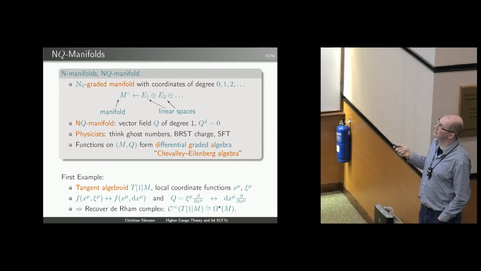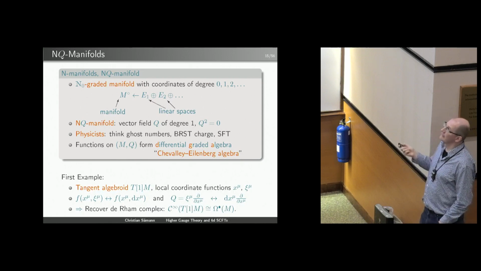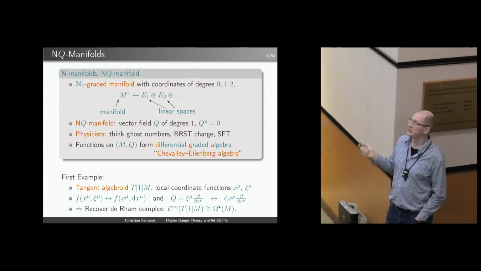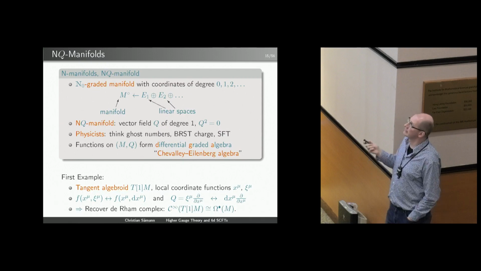Think of it as a manifold, and on top we have a graded vector bundle, and as graded subspaces of degree 1, degree 2, and so on. So here, these fibers are parameterized by coordinates of degree 1, of degree 2, and so on. That's an N-manifold, and it becomes an NQ manifold if we add a homological vector field Q of degree 1, which squares to 0. Right? So that's a very simple picture, right? A graded bundle with some vector field on it.